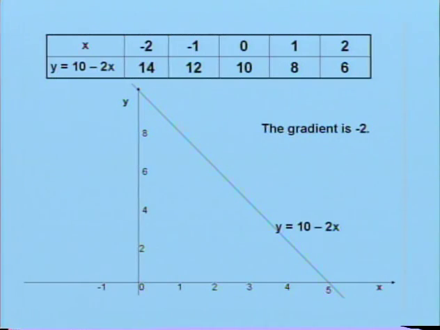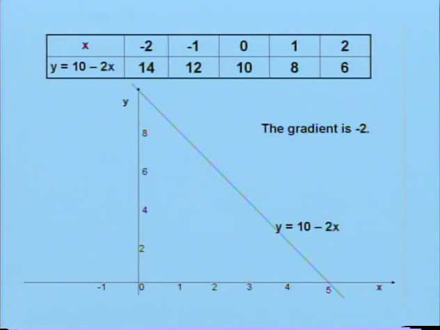The graph that is drawn by joining those points will be the graph of the equation y is equal to 10 minus 2x. Notice that the coefficient of x is what we call the gradient of the linear function. In this case, the gradient is minus 2.